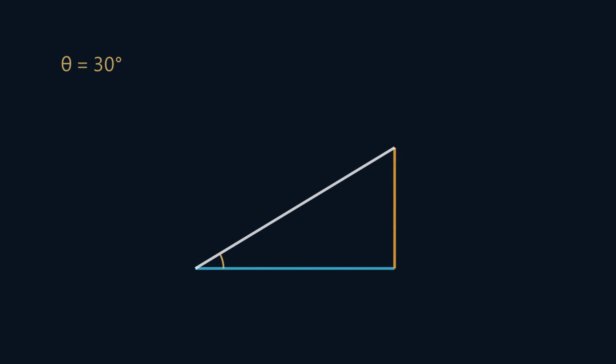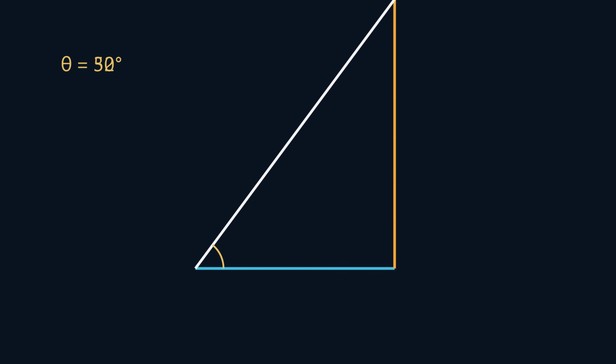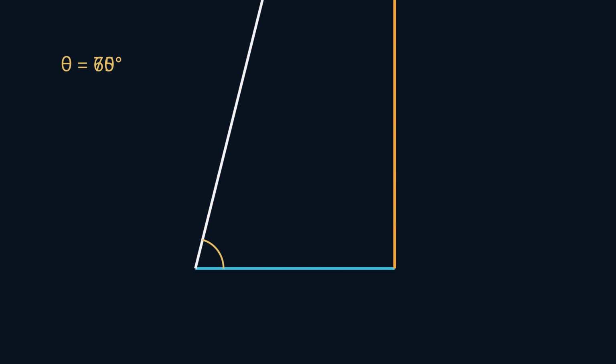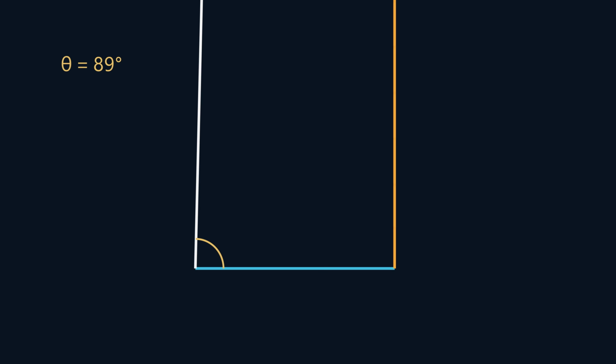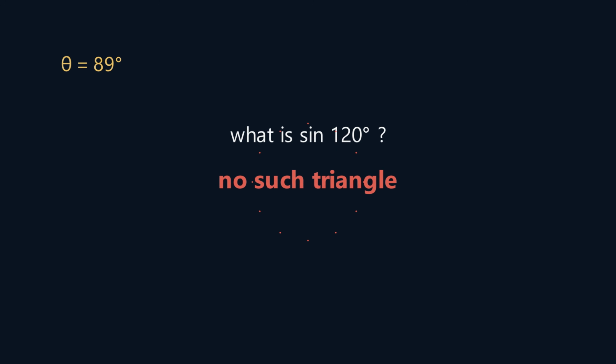Now a problem. Everything so far lives inside a right triangle, and a right triangle has a hard limit. The other two angles must add to 90 degrees. So every angle we can talk about is between 0 and 90. What is the sine of 120 degrees? With triangles, the question is meaningless. There is no such triangle.